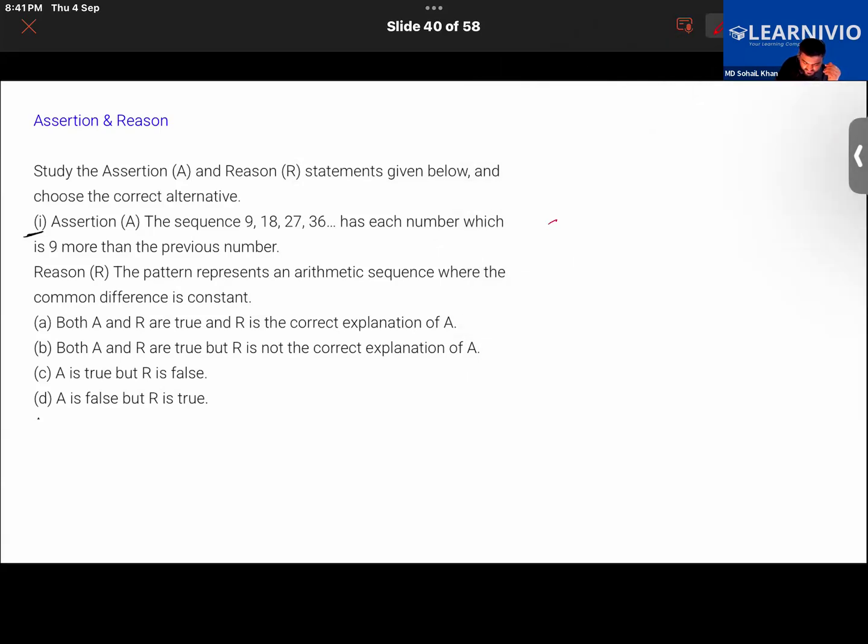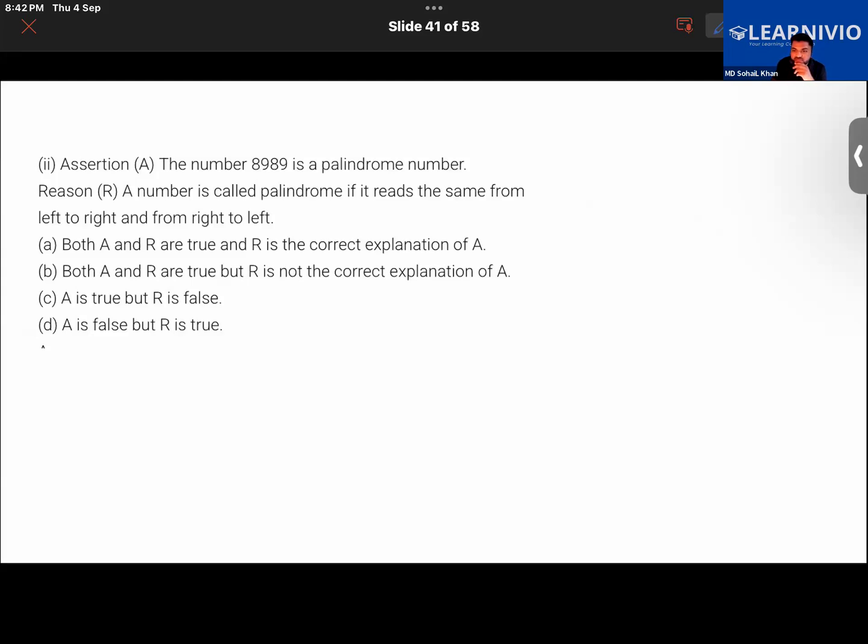Look, the numbers are 9, 18, 27, and 36. The assertion here says that the sequence 9, 18, 27, 36 has each number which is 9 more than the previous number, right? 18 is 9 greater than 9, 27 is 9 greater than 18, and so on. So the pattern represents an arithmetic sequence where the common difference is constant. Here 9, here again 9, here again 9. Getting it? So the difference between them is constant. Thereby both assertion and reasoning are true, and reasoning is the correct explanation of A. This is what you answered, Laksh.